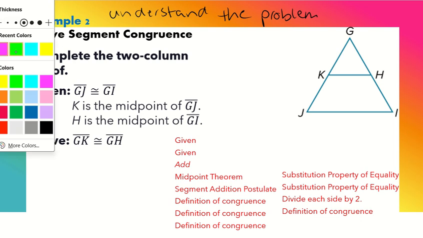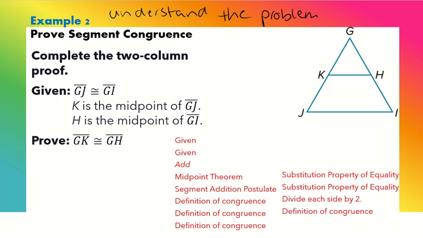So first things first, we've got GJ is congruent to GI. Okay, so where is GJ? GJ is this side of the triangle, and GI is this side of the triangle. And now these two yellow lines are congruent, so they're the same size, same measure. Well, we'll put numbers to it in a minute just to kind of see what we're going to have to do, because there's a lot of steps here.